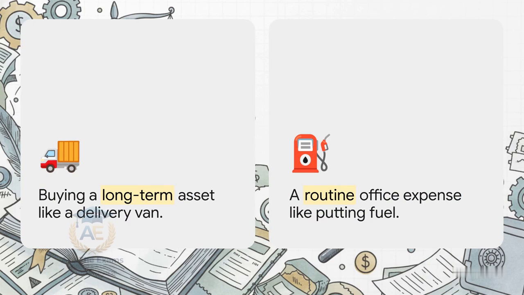Another massive point, you must firmly grasp the distinction between capital and revenue items. Misclassifying these completely breaks the integrity of your financial statements. Let's do a quick case study to visualize this. Capital expenditure is buying a long-term asset, right? Like a delivery van. Revenue expenditure is a routine day-to-day office expense, like putting fuel in that same van.